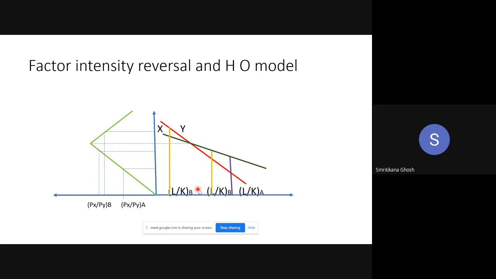Do you get the point? Forget about this. Don't confuse with this. Just look at these two particular points, this purple line and the close yellow line. If L by KA and L by KB are here, then the HO model is very much true, even with factor intensity reversal. Up to this point, is it okay?